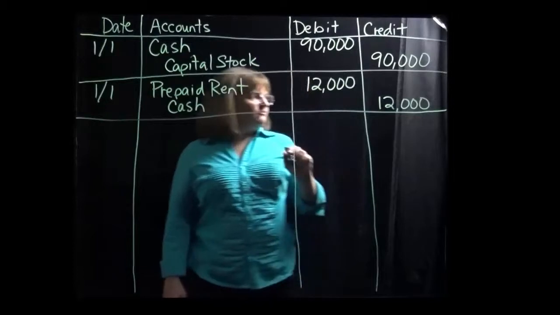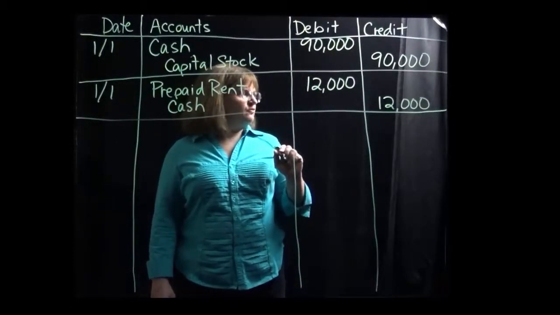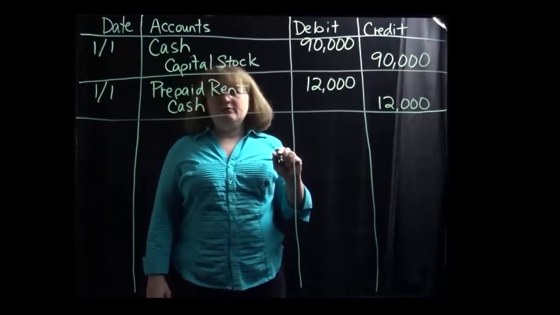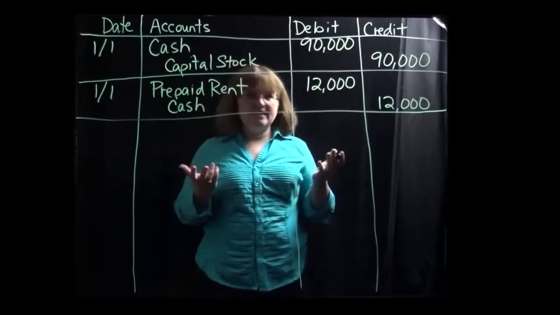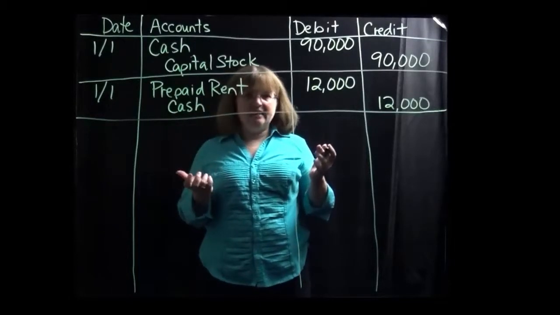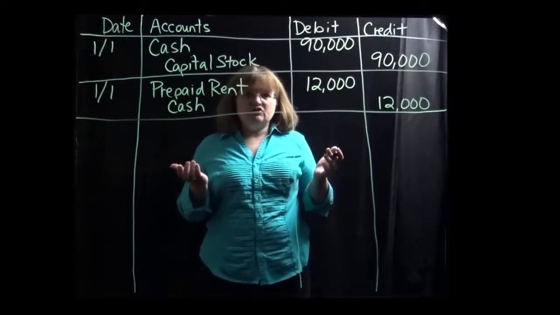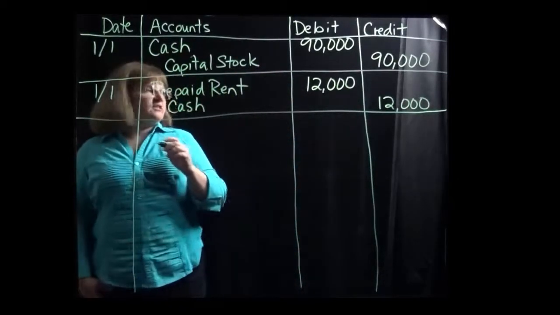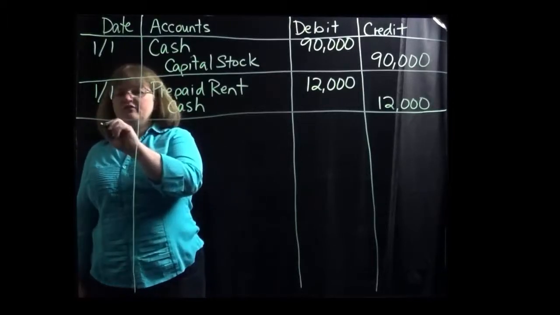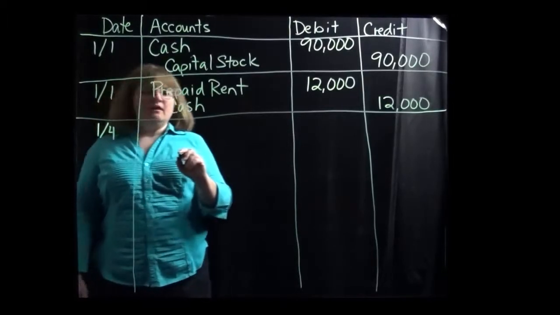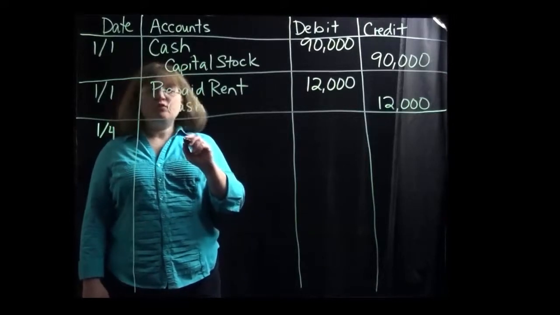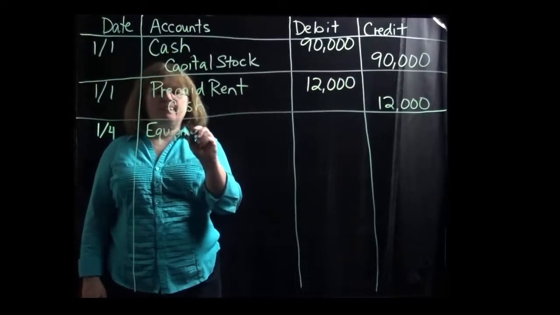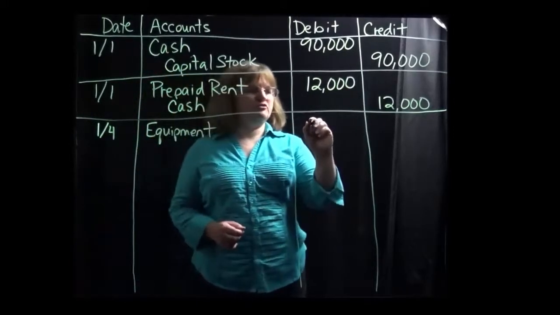Then it says on January 4th, the company purchased equipment at a cost of $20,000 with a down payment of $5,000 and an agreement to pay the remainder within 60 days. It doesn't say they signed a note, and it doesn't say anything about interest being paid, so we assume this is like an account payable. It's a short-term liability that doesn't bear any interest. First of all, we're going to put the equipment on our books as an asset. So we're going to debit equipment for the total purchase cost, which was $20,000.